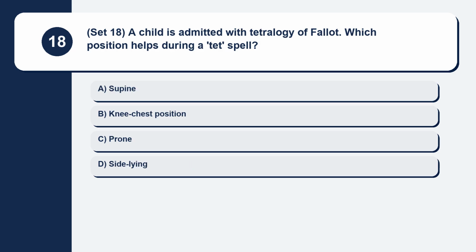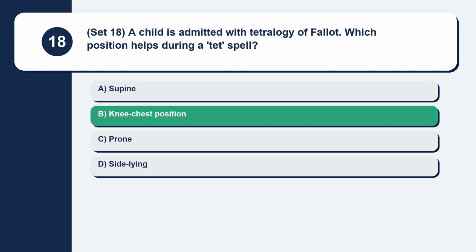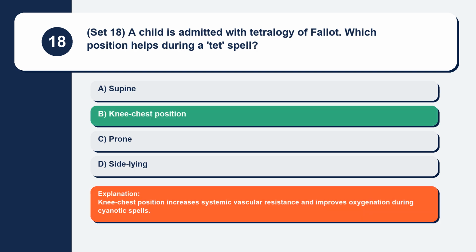Question 18. Set 18. A child is admitted with tetralogy of Fallot. Which position helps during a TET spell? Supine, knee chest position, prone, side lying. Knee chest position increases systemic vascular resistance and improves oxygenation during cyanotic spells.